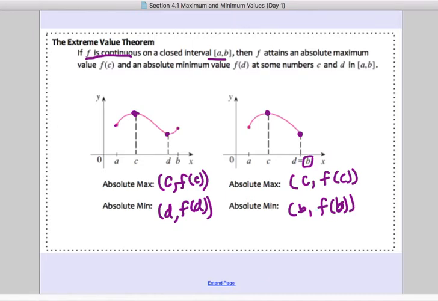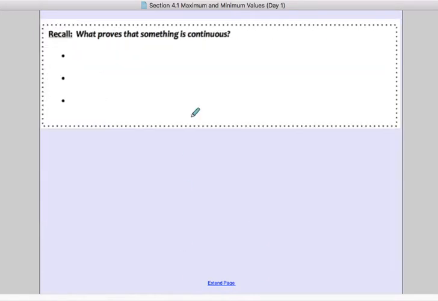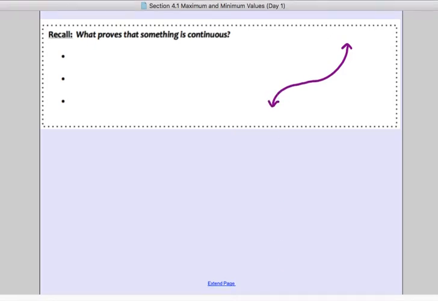Okay, so that's our extreme value theorem. In order to use the extreme value theorem, a function must be continuous. So maybe some things we should remember is what makes it continuous. I would say in order to be continuous, you can draw it and not have to pick up your pencil. Things we have to be worried about are asymptotes, holes, and jumps.